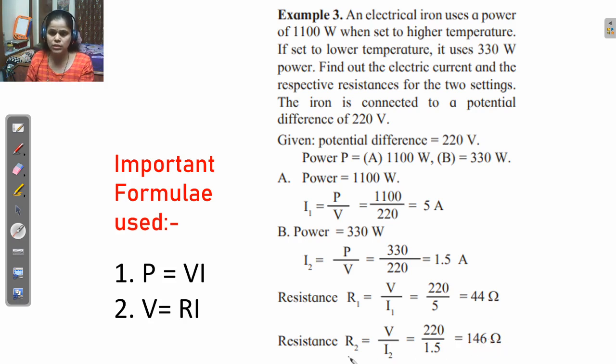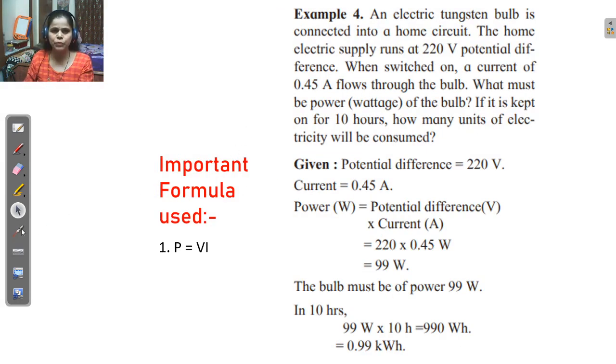In this case, in a second case, the resistance is higher than the resistance in a first condition, but the current flow is higher in a first condition when temperature is higher than the second settings. Got it? Then our next example, example 4.